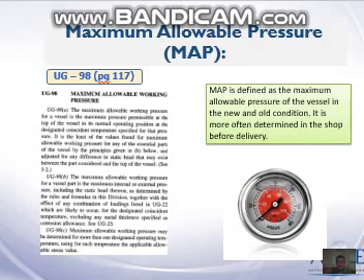Maximum allowable pressure, MAP. UG 98 established the requirement for maximum allowable pressure. The term MAP is often used. It refers to the maximum permissible pressure based on the weakest part in the new, uncorroded, and cold condition, and all other loadings are not taken into consideration. The MAP is defined as the maximum allowable pressure of the vessel in the new and cold condition.